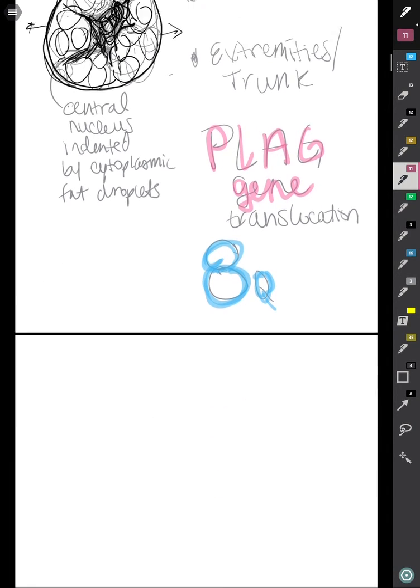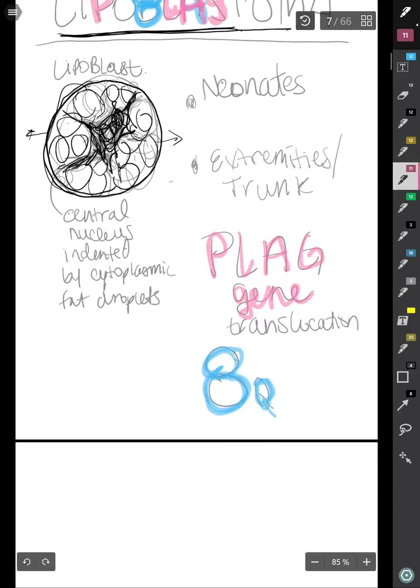Yep, so those are some simple ways to remember the benign fatty tumors. I'm also going to do one on the malignant liposarcomas and all the different variants coming up in a different lecture.